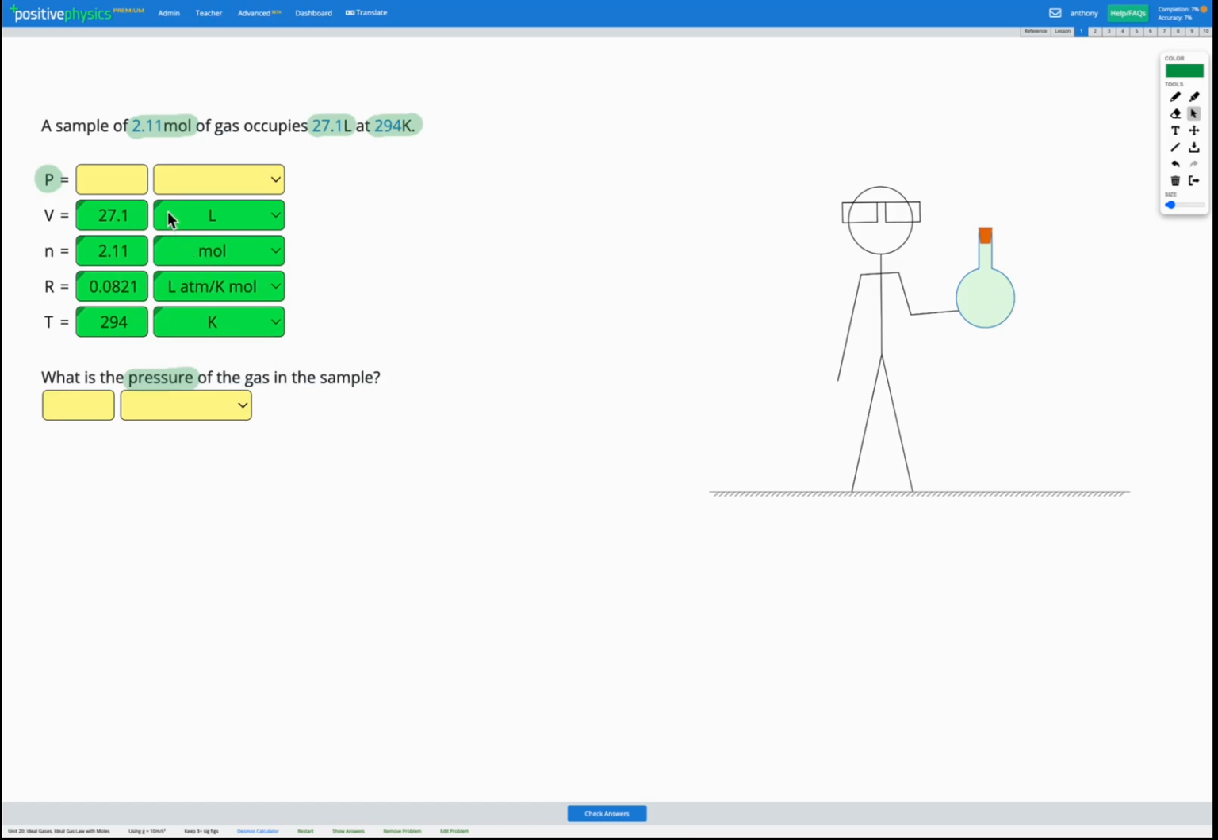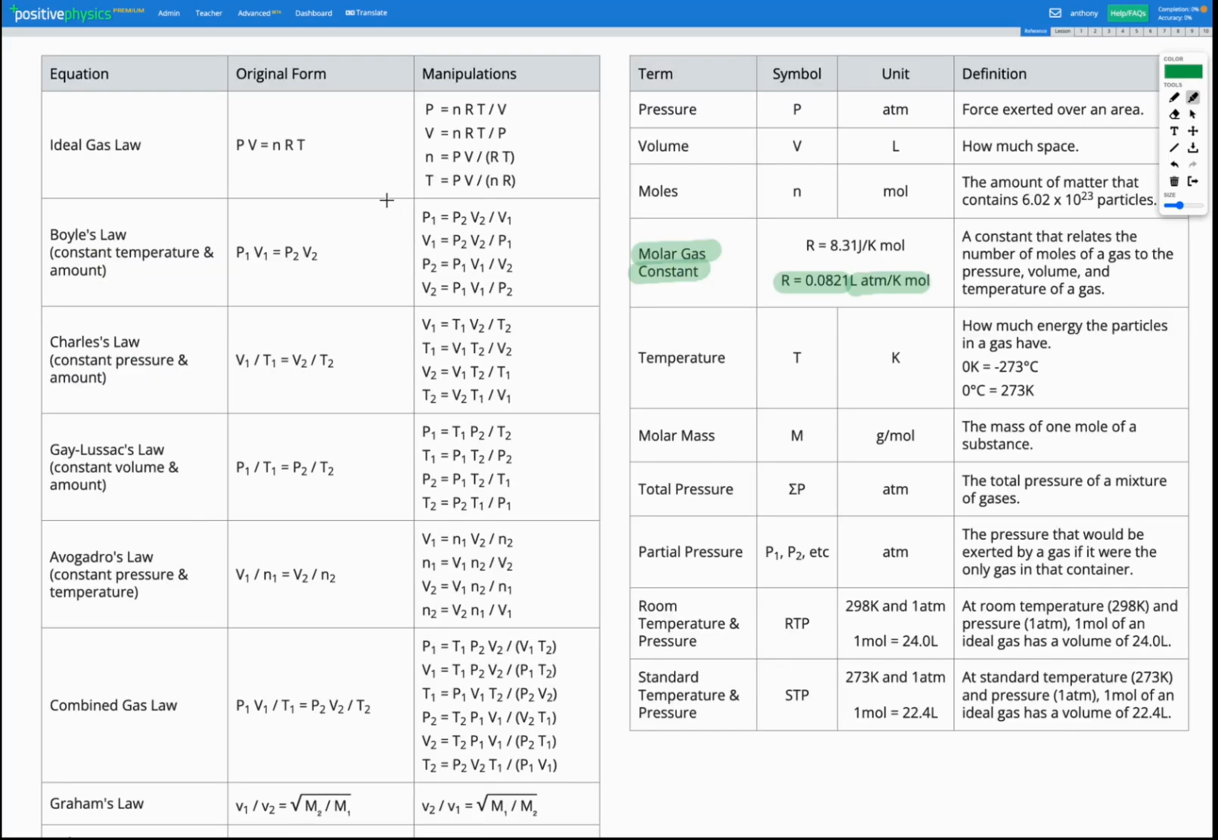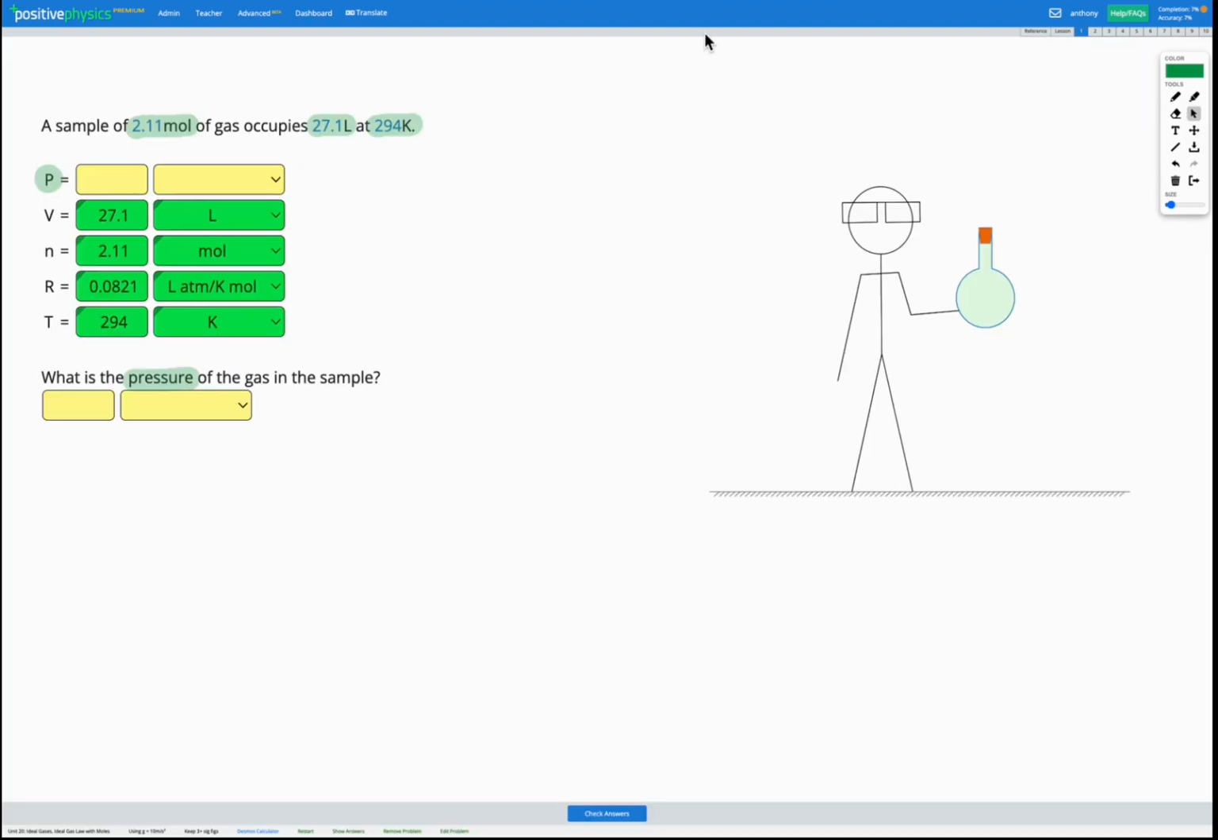Okay, so we've got our four known variables and one unknown. We're trying to find P, the pressure. So let's head to our reference sheet again and find an appropriate equation to use. So up here we have the ideal gas law, PV equals nRT. That includes all of our known and unknown variables. So let's write that down. PV equals nRT. And we're trying to find P.